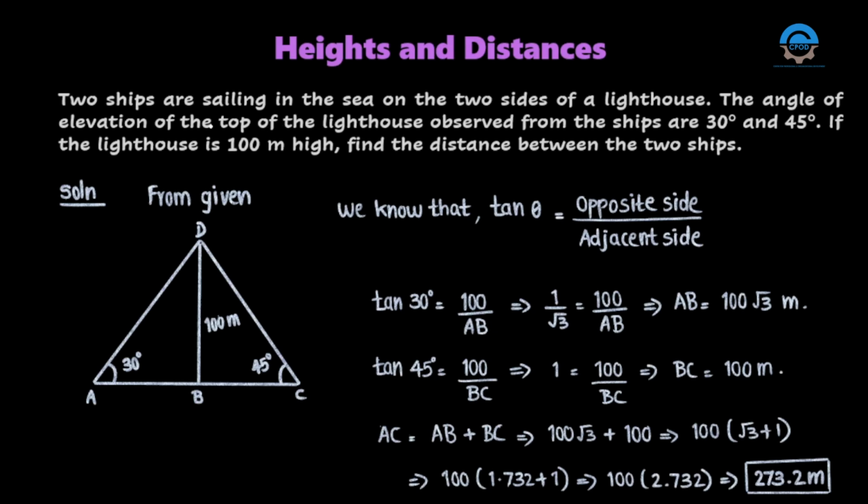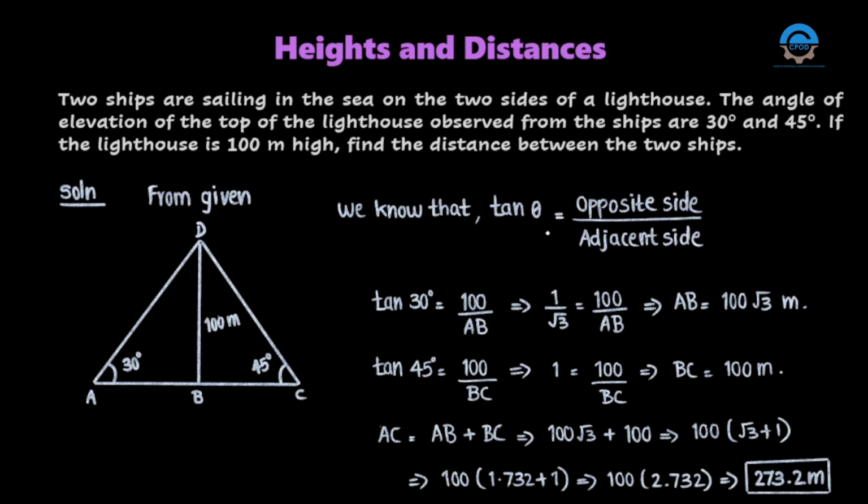So it is given two ships are sailing in the sea on two sides of a lighthouse. So let A be the first ship and C be the second ship. So they are forming an angle of elevation to the top of the lighthouse at 30 degree and 45 degree. So the lighthouse height is 100 meter. So we know that tan theta is equal to opposite side by adjacent side.